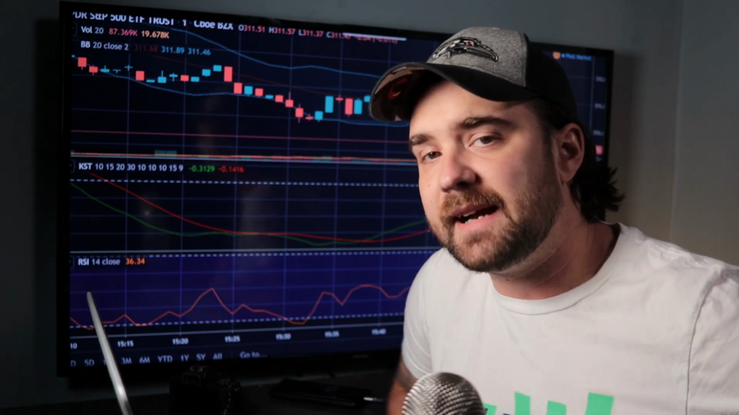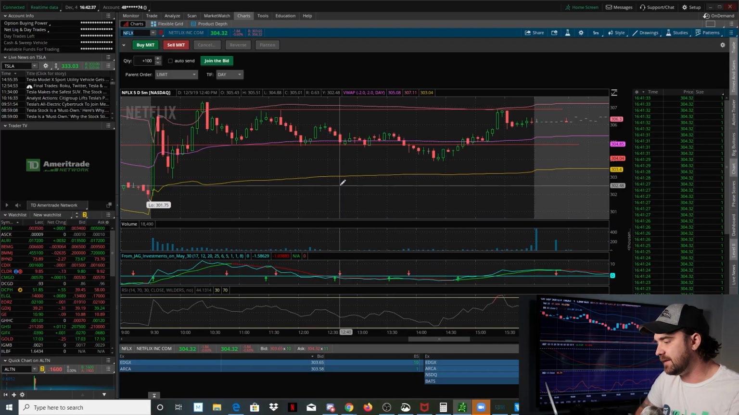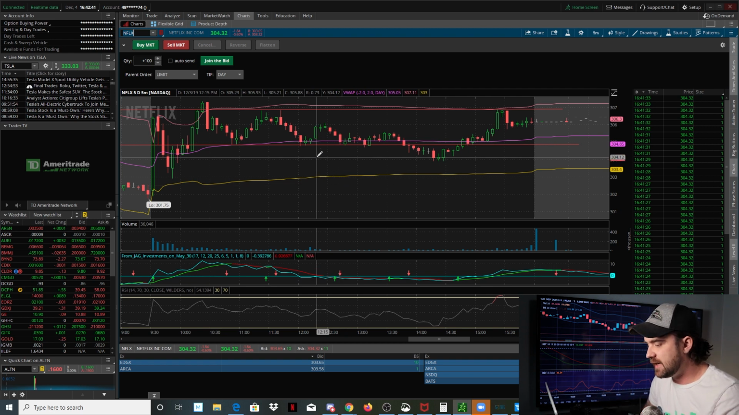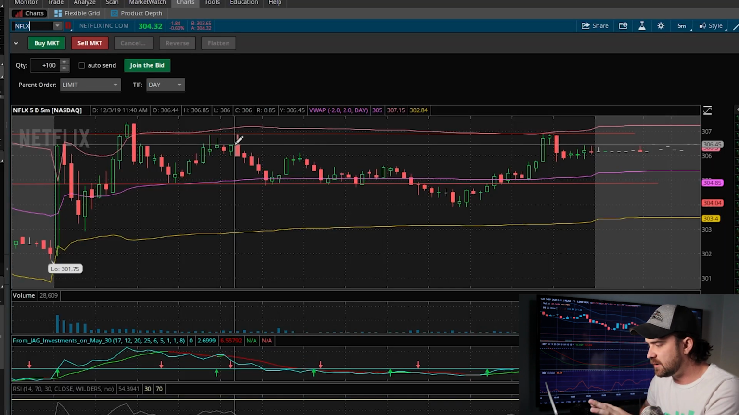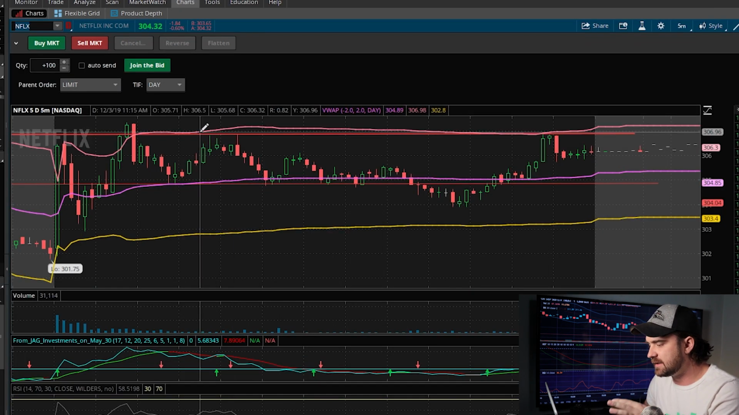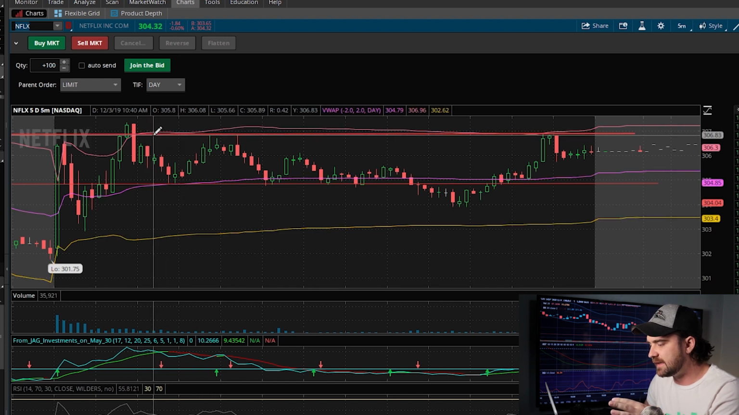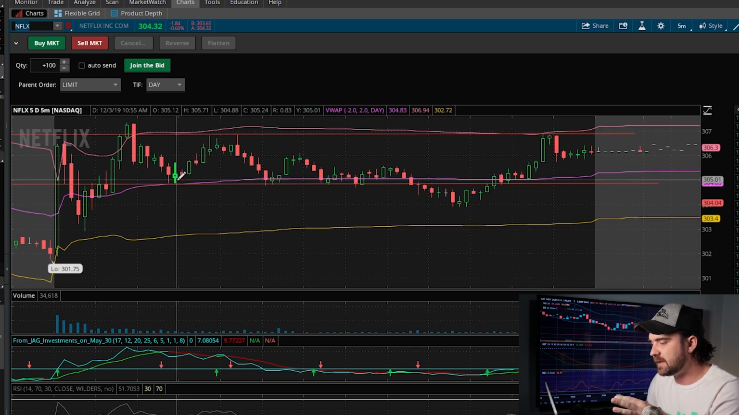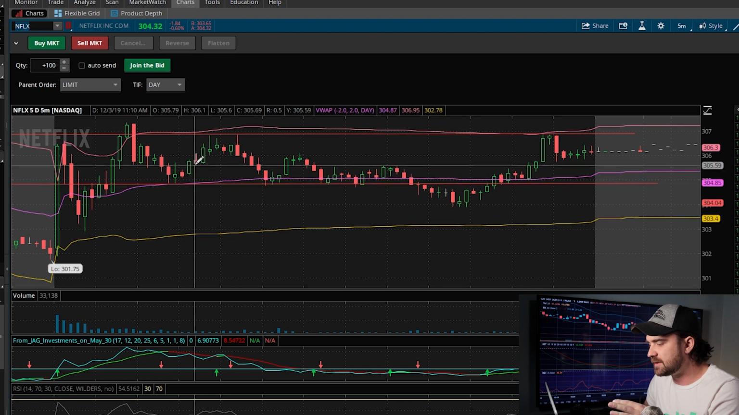Now, my one and final example here is going to be Netflix. Netflix was actually really steady, a really nice channel that it stayed within. You could have flipped in and out of this all day long using price action. So again, this is another good example of how this gets rejected at this resistance here, comes all the way down, rejects the support, starts to bounce.